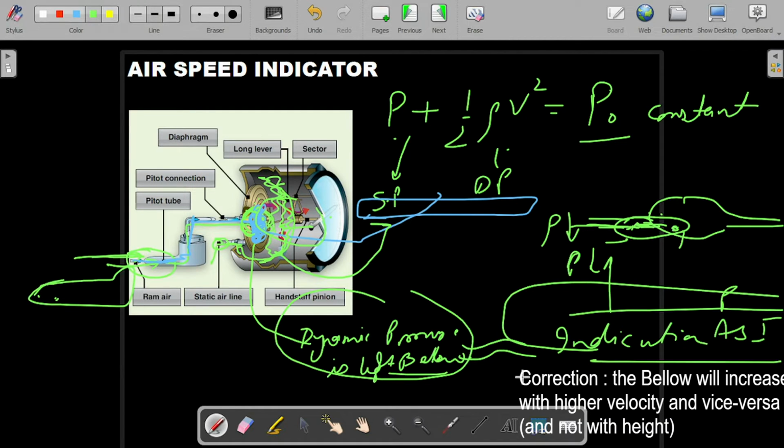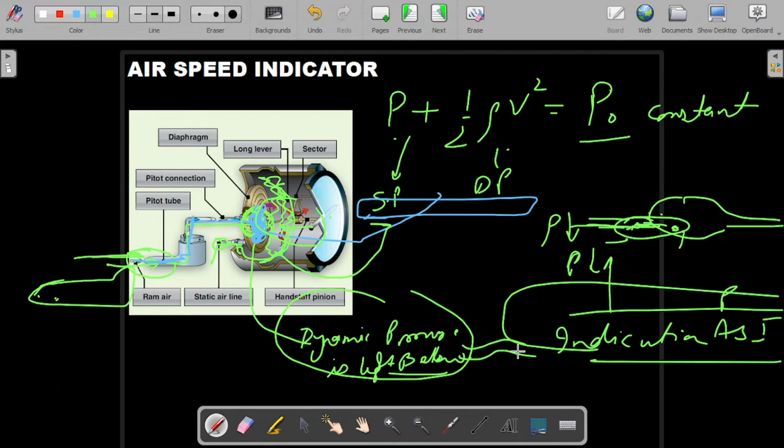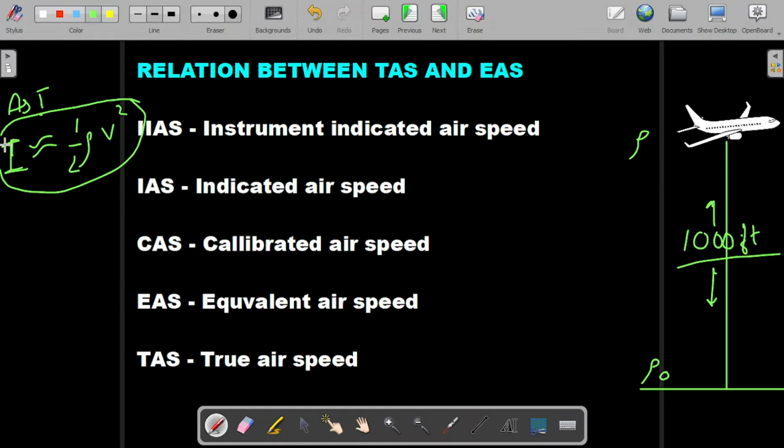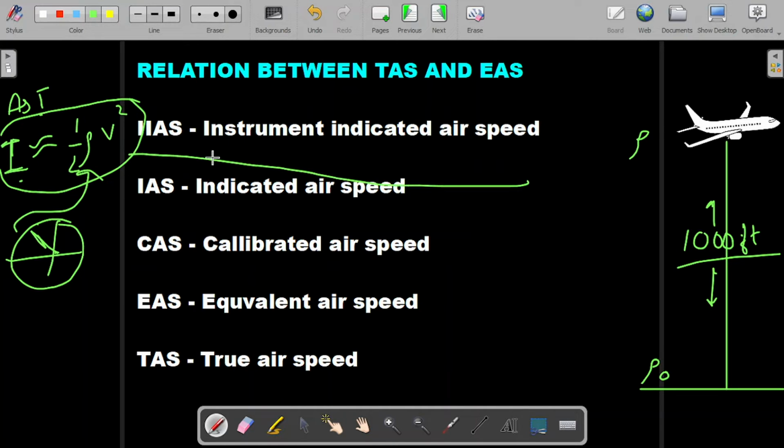Okay, so now the interesting thing comes. I'll take another page. As I said, the airspeed indicator corresponds to the dynamic pressure, which is half rho v square, which I have already discussed previously. The indication coming on the airspeed indicator corresponds to the value of half rho v square. This value showing on the indicator is known as instrument indicated speed.